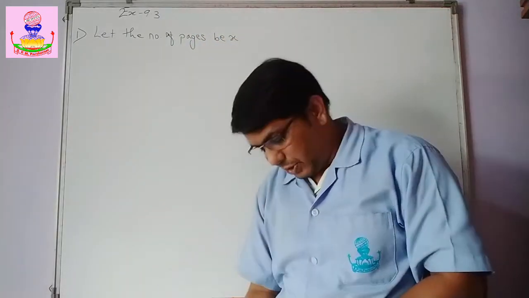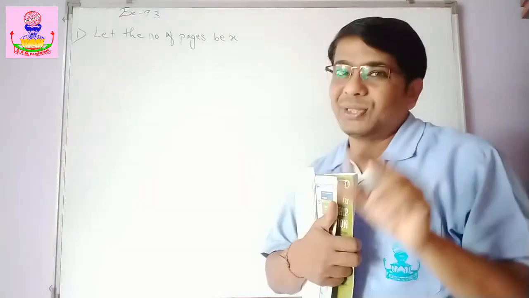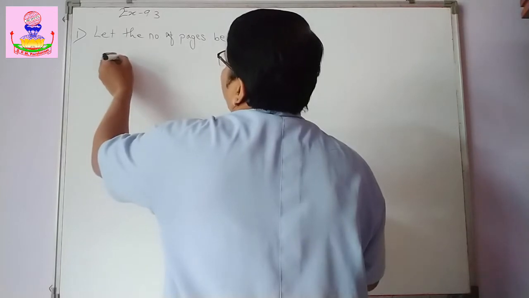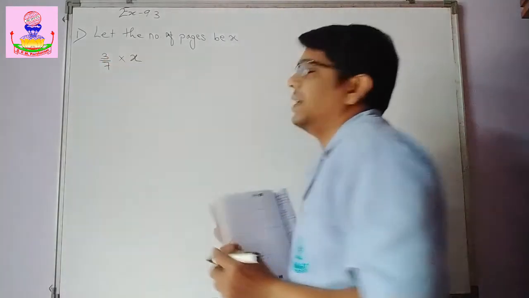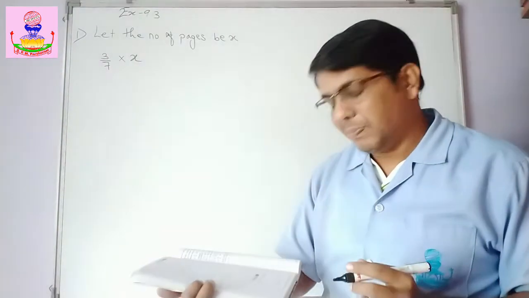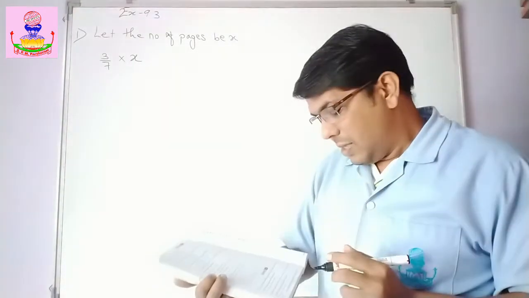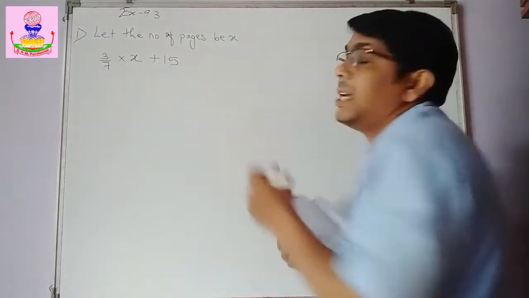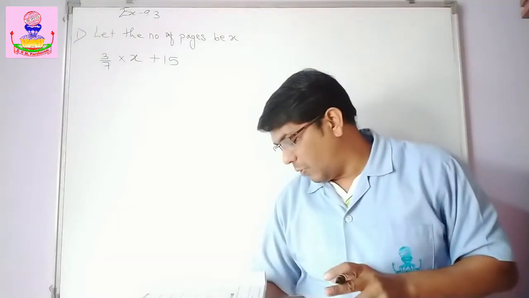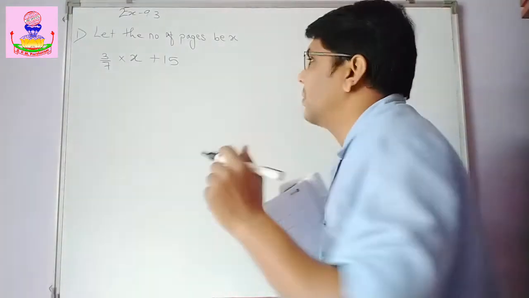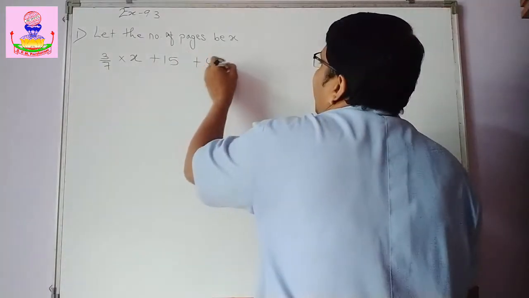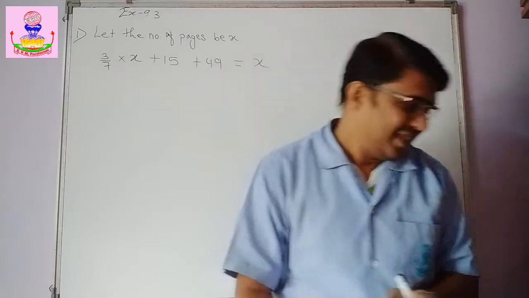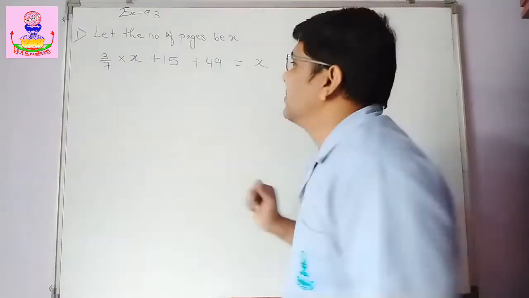Okay, now let us put it in equation. 3/7 of a book means total number of pages. So 3/7 of book, of means multiplication, of the total number of pages. So 3 upon 7 into x, and 15 additional pages, so plus 15. These were read. So how many pages were left? 49 pages of the book are left. So if I add this 49 to this, I will get total number of pages, that is x. Okay, I hope you have understood the equation.